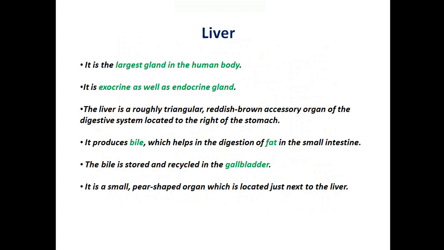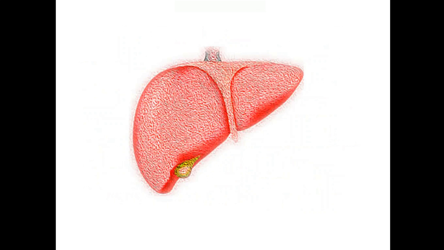Liver. It is the largest gland in the human body. It is an exocrine as well as endocrine gland. This means that the liver can secrete enzymes as well as hormones. The liver is a roughly triangular, reddish-brown organ of the digestive system, located to the right of the stomach. It produces bile, which helps in the digestion of fat in the small intestine. The bile is stored and recycled in the gallbladder. It is a small, pear-shaped organ, which is located just next to the liver. Here's a picture of the liver.